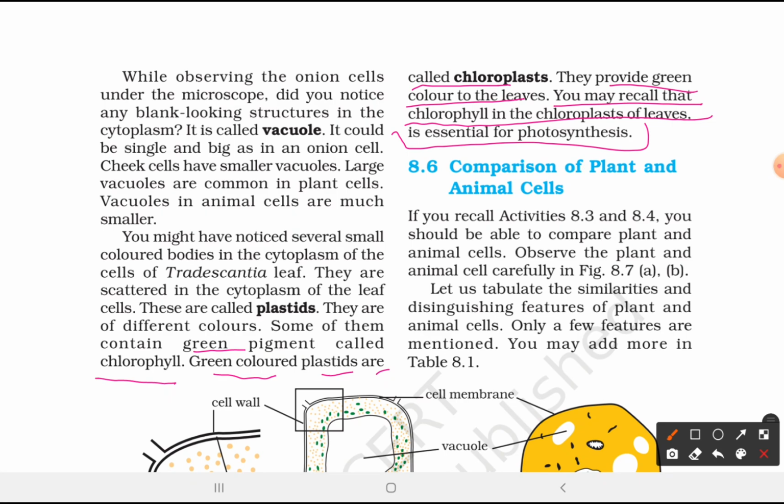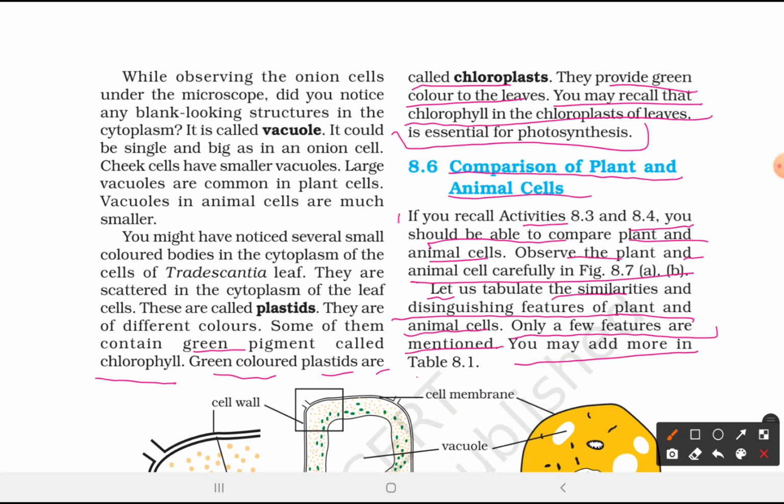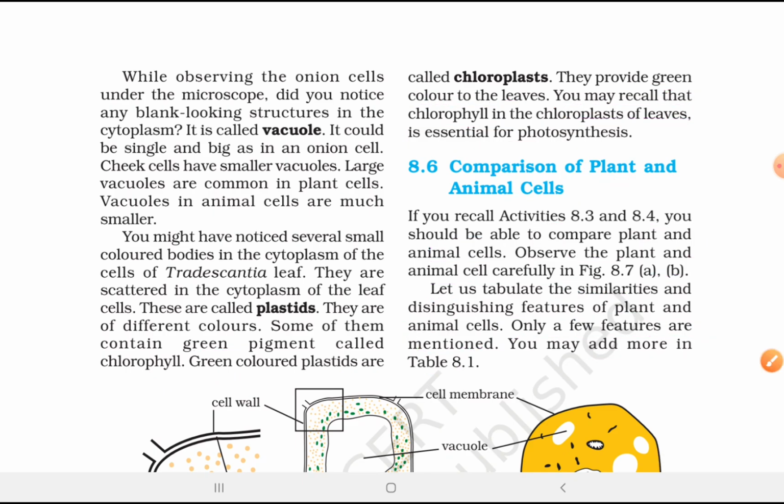8.6 Comparison of plant and animal cells. If you recall activity 8.3 and 8.4, you should be able to compare plant and animal cells. Observe the plant and animal cells carefully in figure 8.7a and b. Let us tabulate the similarities and distinguishing features of plant and animal cells. Only a few features are mentioned. You may add more in table 8.1.